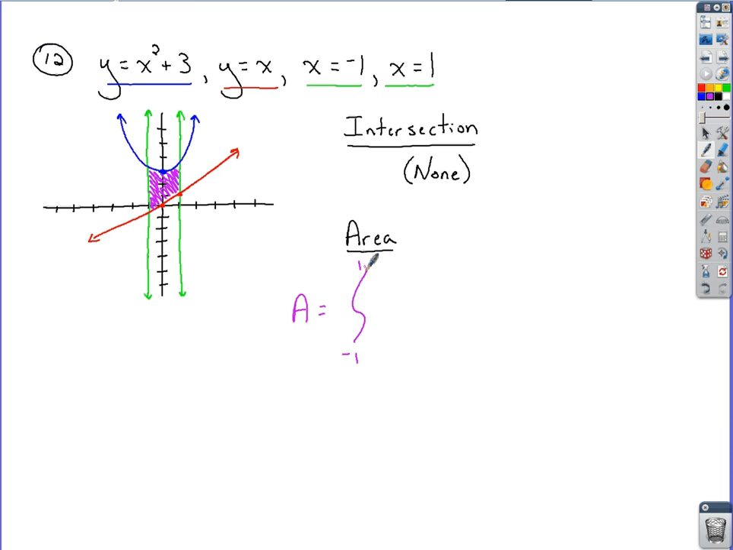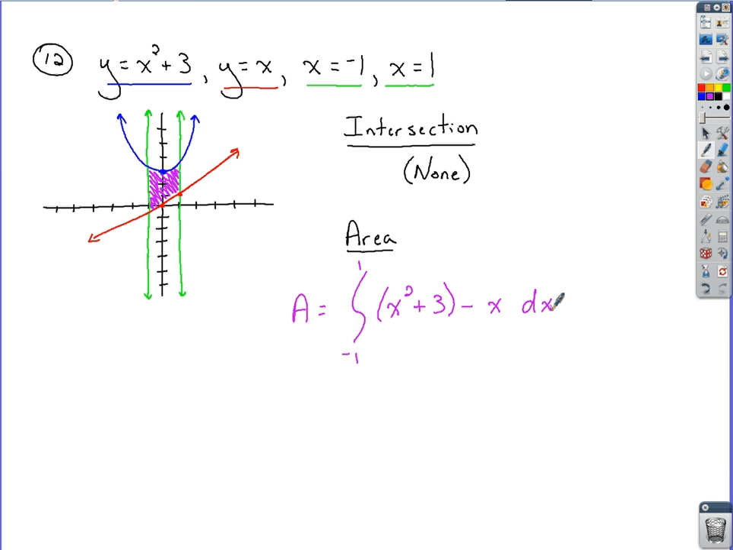And then I'm going to take the difference between my two curves, being the quadratic and the linear one, and I'm basically going to go from top to bottom. So I'm going to take the x squared plus 3, that's the quadratic part, that's the top one. I'm going to subtract the x, because that's the linear part, the bottom one. That's my setup to find the area, doing so here with respect to x.